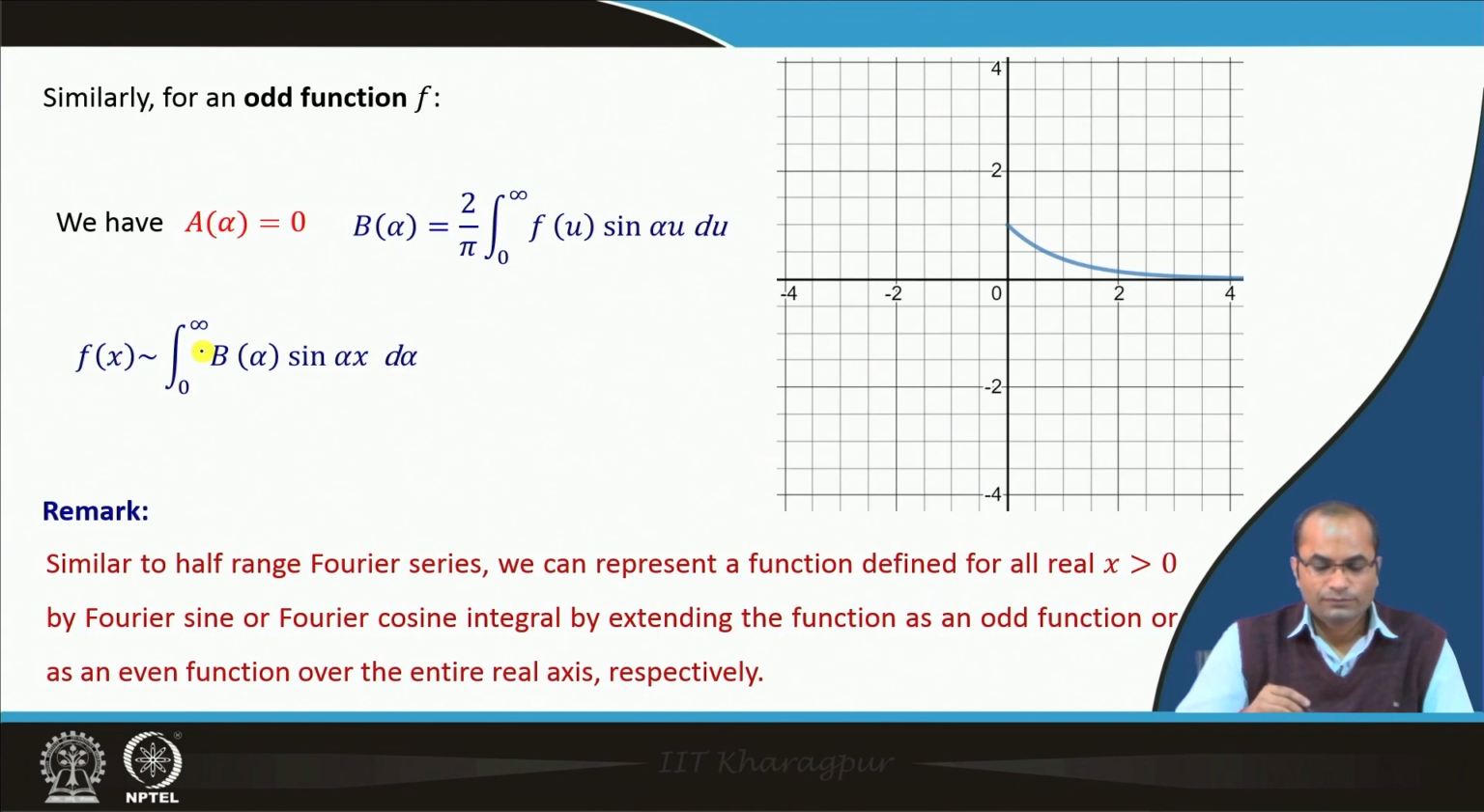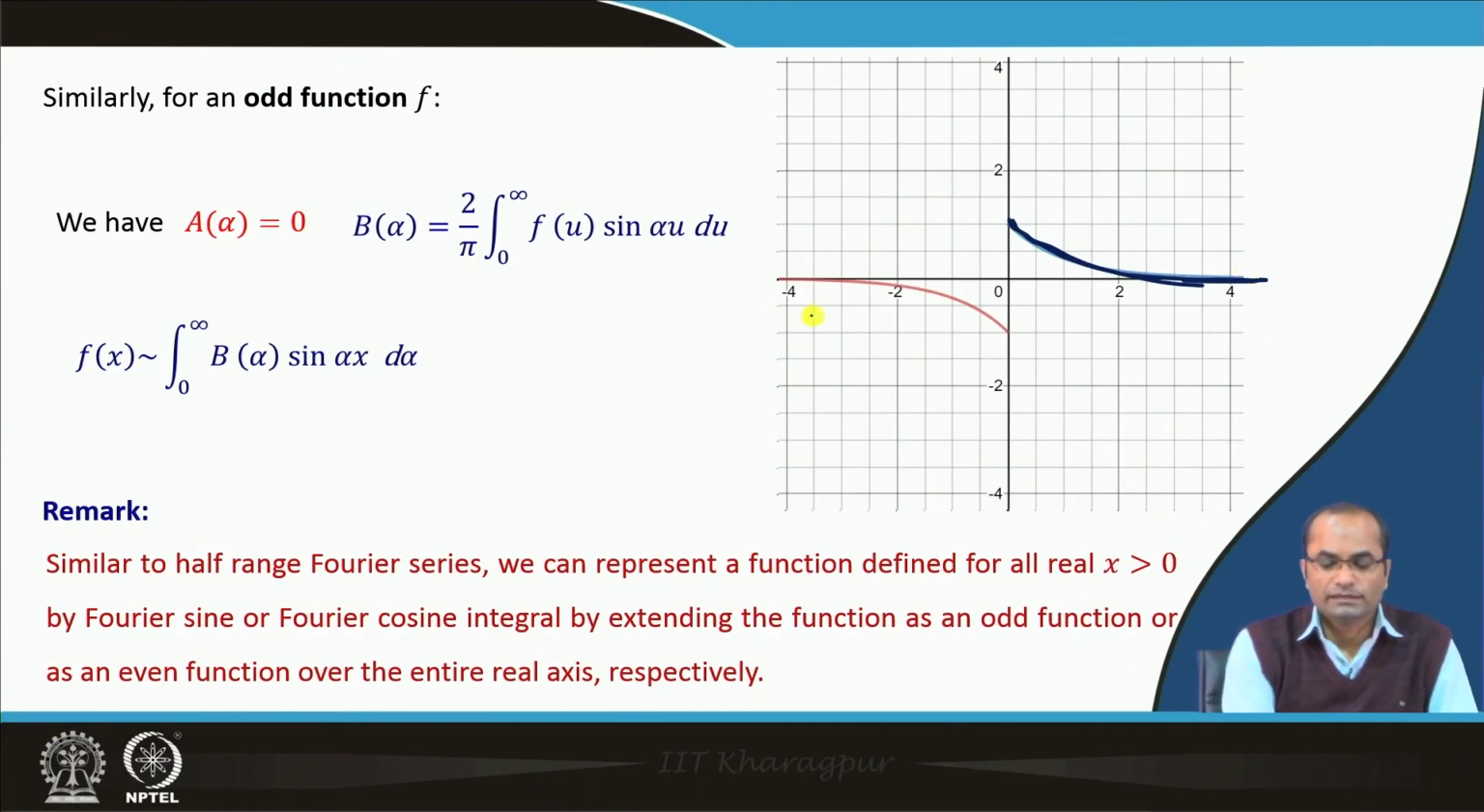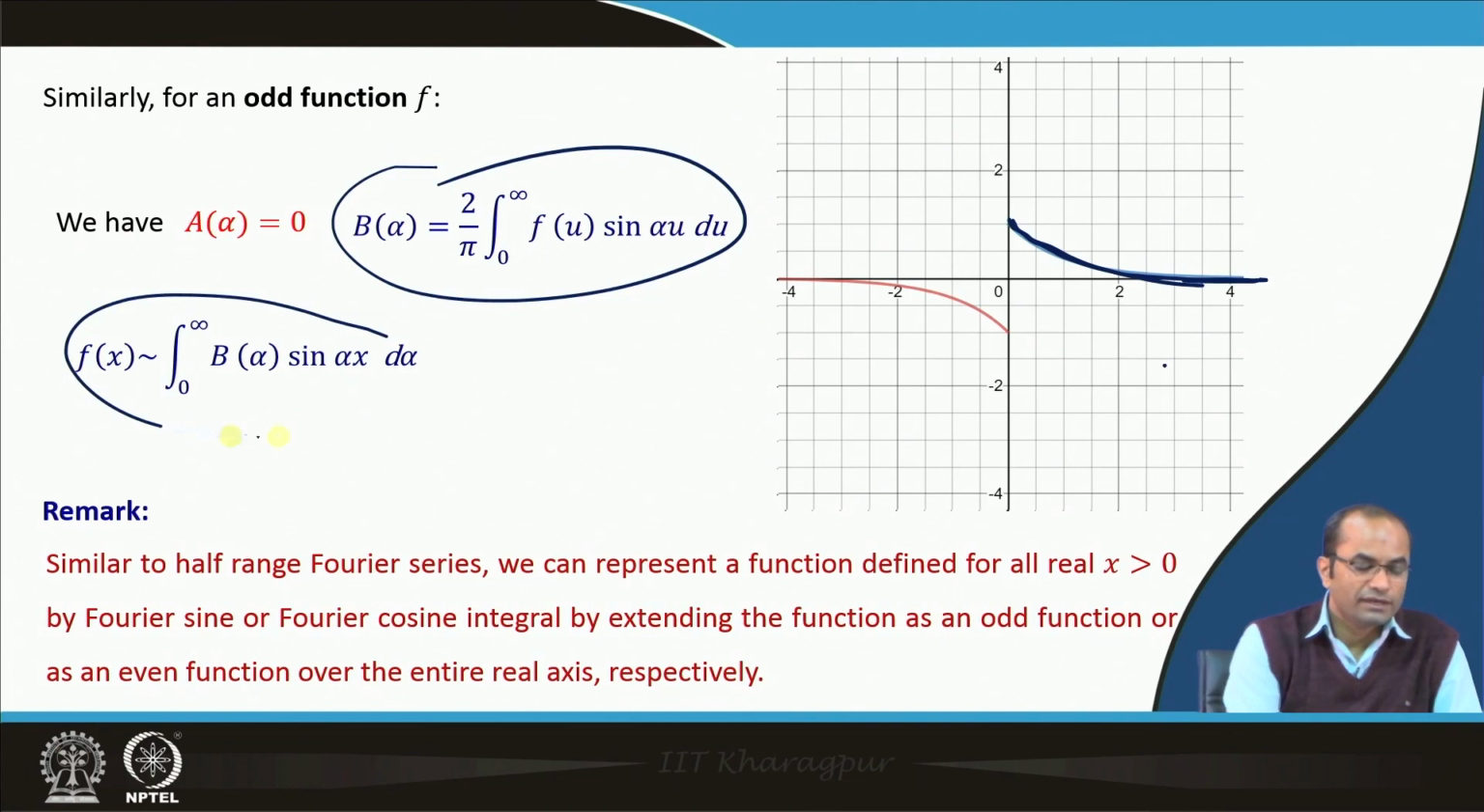So, with this idea now, let us just consider, for instance, a function defined on 0 to infinity by this curve. We have the possibility of extending this as an odd extension or an even extension. If we extend this so that on the whole real axis the function becomes an odd function, then its representation will have only the b alpha terms, and then we have this simple representation.